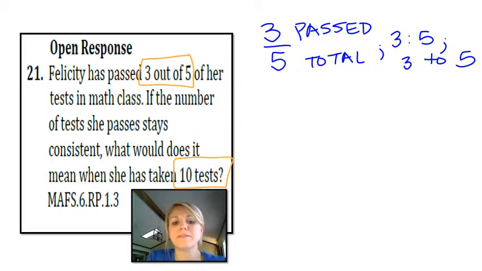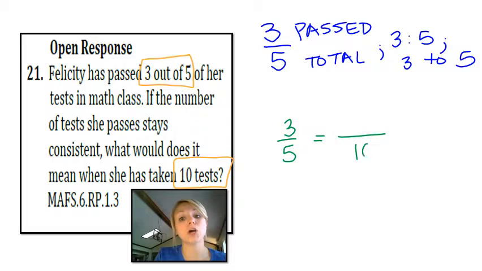Now it's asking us to find the pattern there to see what would happen if it was 10 tests. So let's make some equivalent fractions here. We know we have 3 over 5. We know that our total would be 10 tests. We know the 10 would have to go on the bottom, which is our denominator, because there's 10 total tests.